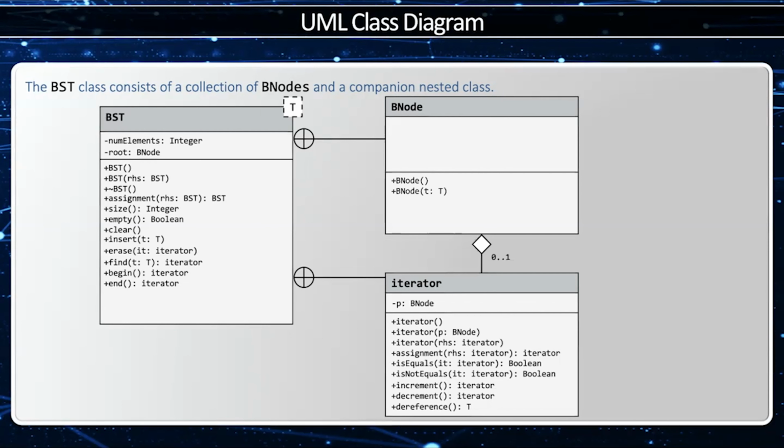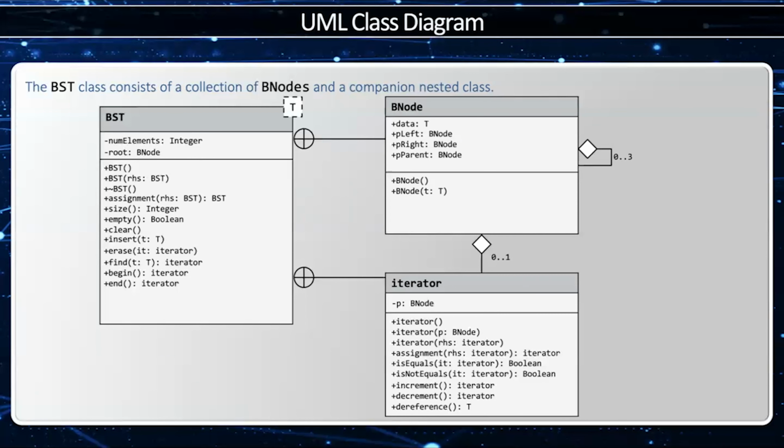The BNode has a default constructor and a non-default constructor taking a T as a parameter. Now notice I do not make BNode a template class, because it's a nested class within the BST, therefore I take the BST's T rather than my own, which requires me to have a single member variable called data, which is of type T. I also have a pointer to left, pointer to right, and pointer to parent.